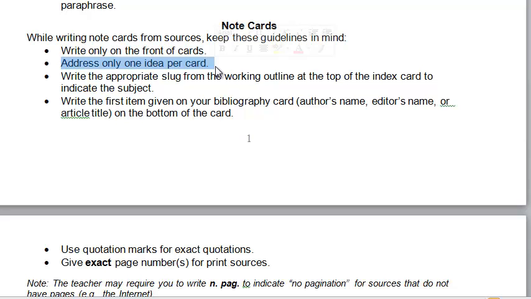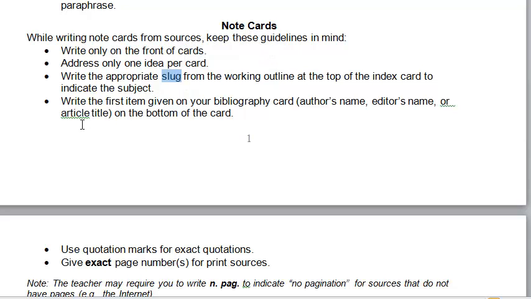Don't do that, and the reason why is because by putting 1 idea per card, you're then able to organize your ideas much more independently than if ideas were stacked onto 1 card. Then lastly, write the appropriate slug from the working outline at the top of the index card to indicate the subject. So again, working slug could also mean the category of analysis or the idea that is in your preliminary outline.